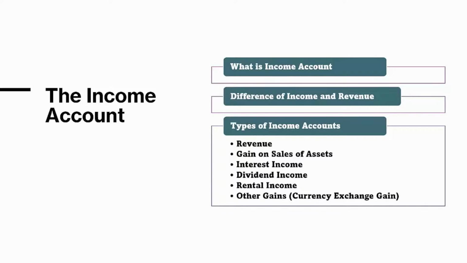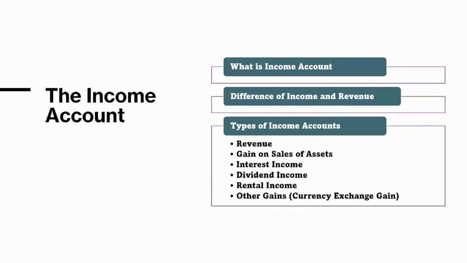Summary of non-revenue income accounts. To keep it clear, here's a list of income accounts that do not fall under revenue: gain on sale of assets, interest income, dividend income, rental income from property if not part of the core business, currency exchange gains, and other miscellaneous income. These accounts reflect additional ways a business can earn income aside from its primary business activities.